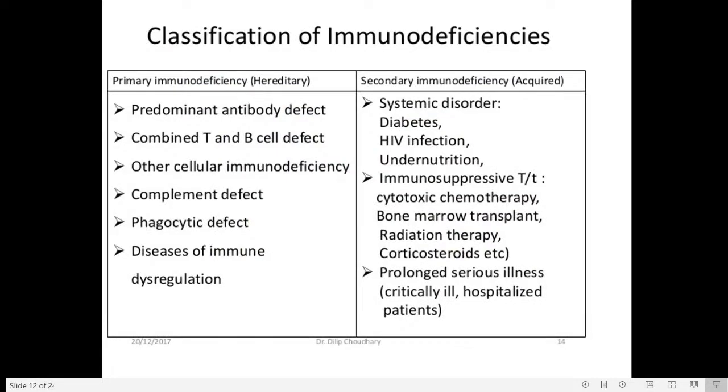Then the next remaining topic is immunodeficiency, and in that, the classes are not covered. Here I am going to explain. In immunodeficiency, we have two types. One is primary immunodeficiency, another one is secondary immunodeficiency.